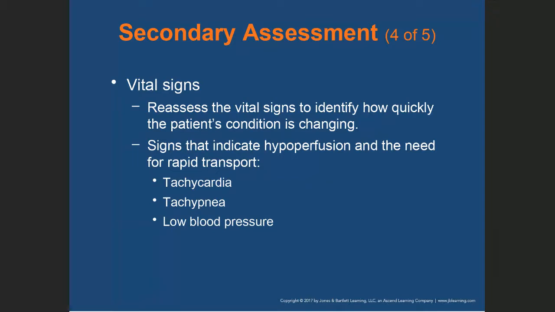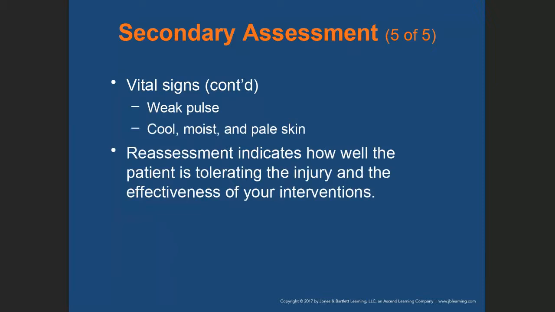So reassess the vital signs to identify how quickly the patient condition is changing. We need to identify trends. Is the patient trending up or trending down? Signs that indicate hypoperfusion and the need for rapid transport: tachycardia, tachypnea, low blood pressure. Weak pulse, cool, moist, and pale skin. Reassessment indicates how well the patient is tolerating the injury and the effectiveness of your interventions.